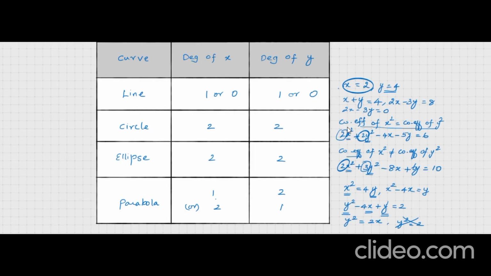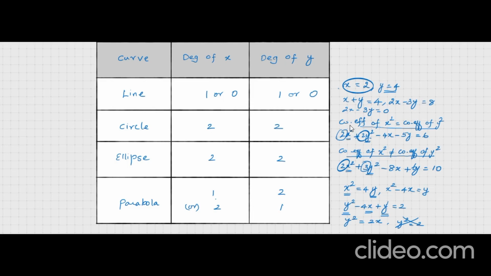For an ellipse, the coefficient of x square will not be equal to the coefficient of y square. And one more thing: both x square and y square should be of the same sign. Either both should be plus or both should be minus. If the coefficients are equal, it represents a circle. If the coefficients are not equal, it represents an ellipse.